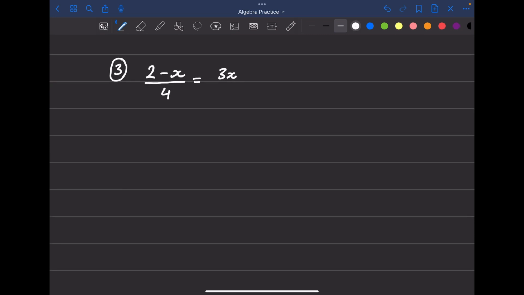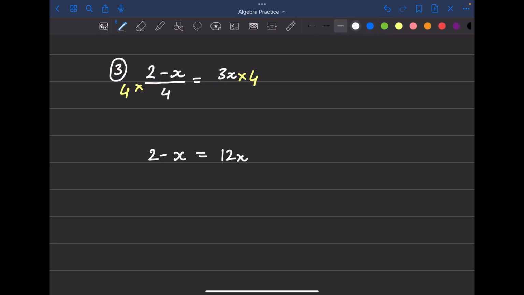Okay, third question, this time we got 2 minus x over 4 equals 3x. We don't like numbers in the denominator because it usually just complicates everything and makes us need fractions, which we do not like. So what we can do is multiply both sides by 4 in this case. This would give us 2 minus x is equal to 12x. Basically what happened was that this 4 and this 4 canceled, and then 3 times 4 equals 12.